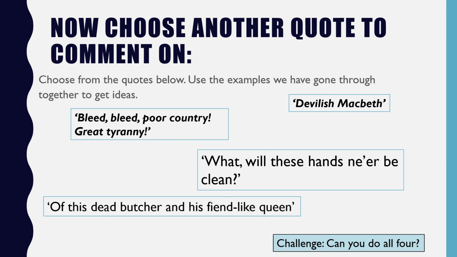Think about the language. So, for example, in "Devilish Macbeth", what's that telling us about Macbeth? In "Bleed, bleed, poor country, great tyranny", look at the exclamation marks. What does that show us? "What, will these hands never be clean?" We've got a question mark there. Have a think about what that's telling us. And then in the final one, "Of this dead butcher and his fiend-like queen", what language feature have we got there?